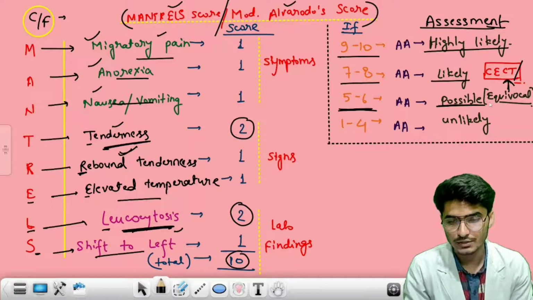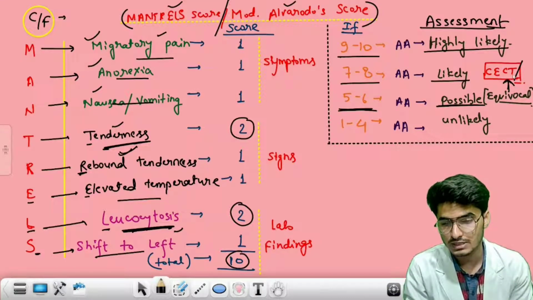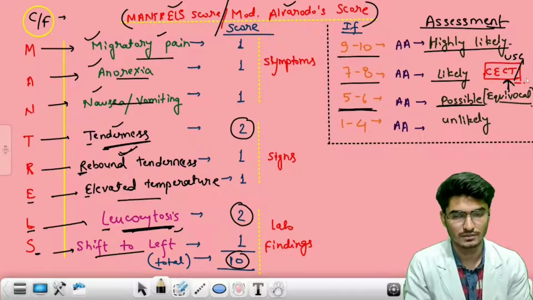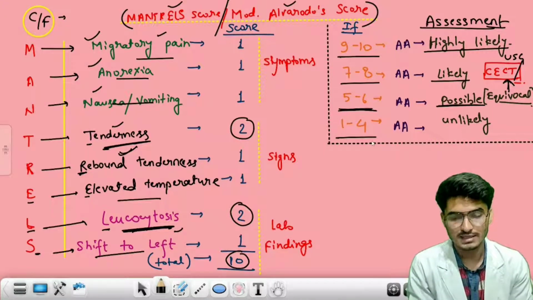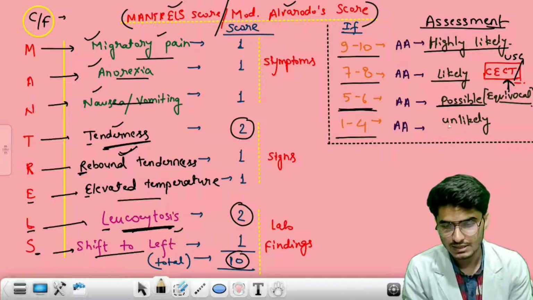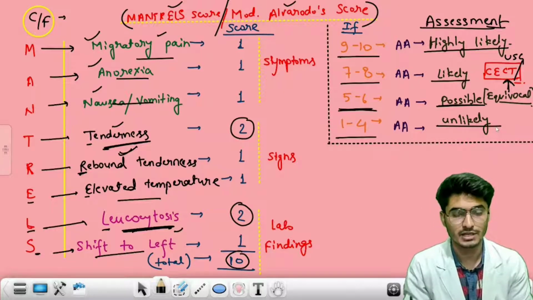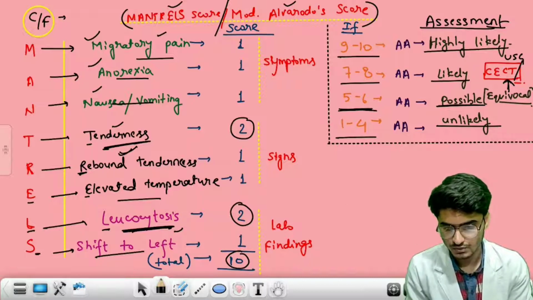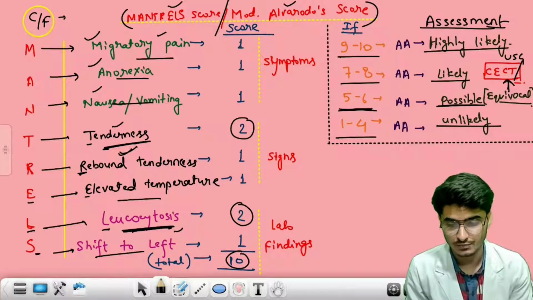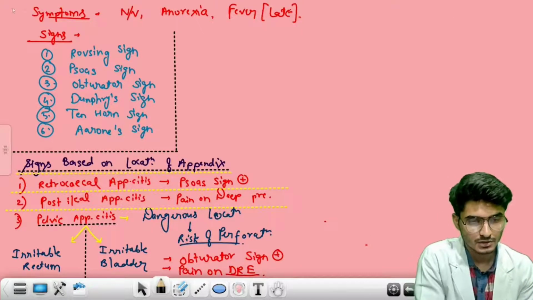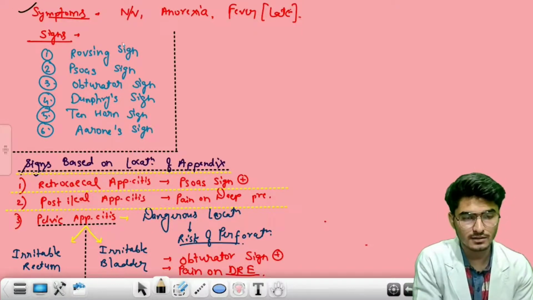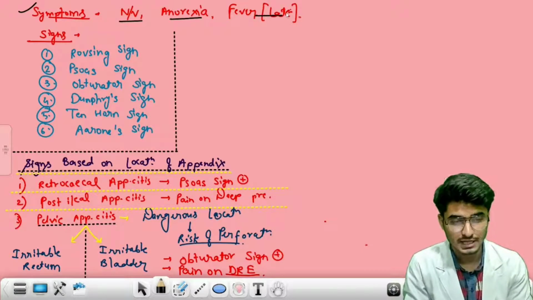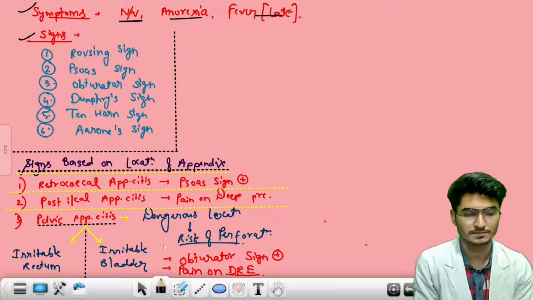That's why for the confirmatory finding we will go for CECT in adults and USG in children. If the score is less than 5, that is 1 to 4, the diagnosis is unlikely. It will not be appendicitis. So that is what the Alvarado score and the modified Alvarado score is. Coming on to the symptoms, as we have discussed earlier, these are nausea, vomiting, anorexia, and fever, which is a late presentation, of course, followed by the clinical signs.